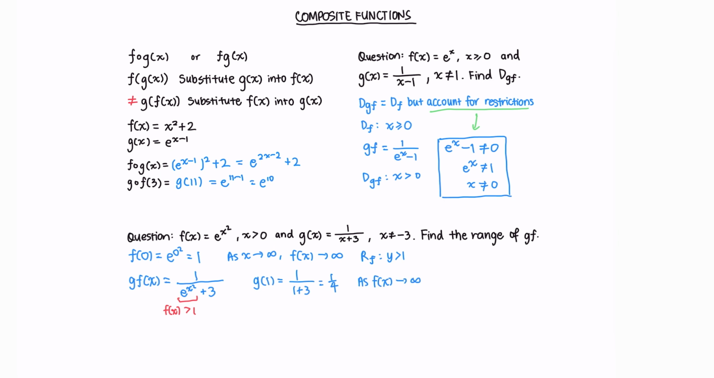And if you look at this, as f(x) approaches infinity, so as it passes 1 to 2 all the way to a very, very large number near infinity, what happens to gf(x)? If we put in a very large value, it will basically be equal to 0. So we can say that as f(x) approaches infinity, gf(x) approaches 0. It gets smaller and smaller until 0. So we have these two key pieces of information here. g(1) is 1/4. gf(x) decreases all the way until 0.